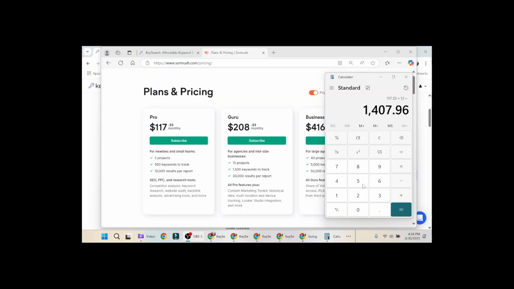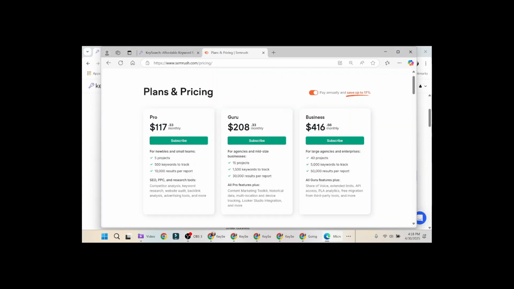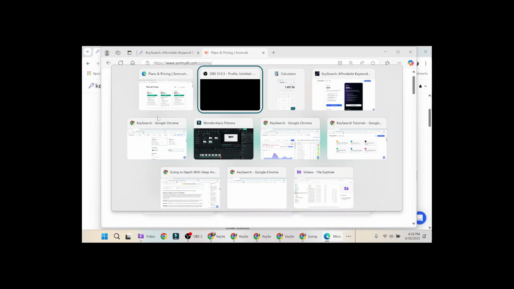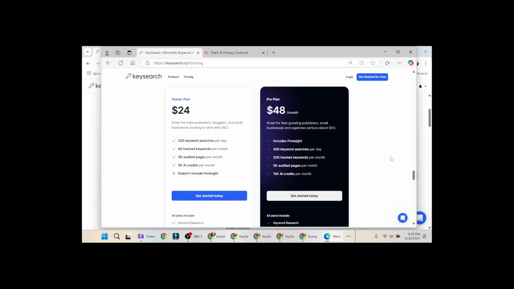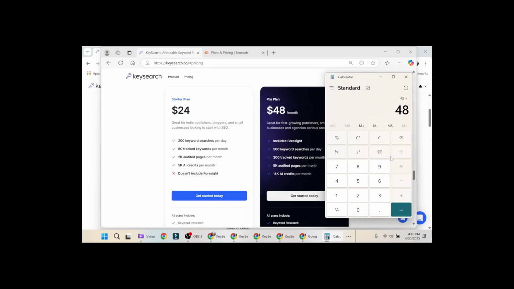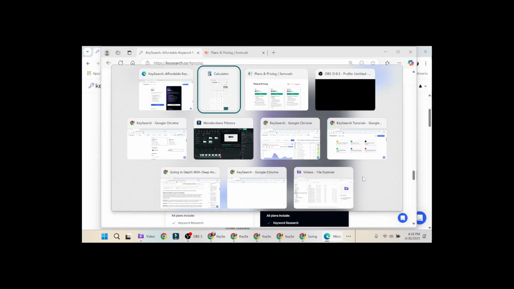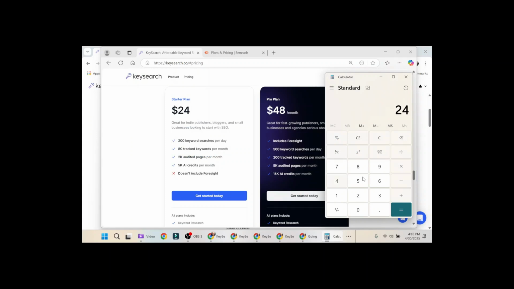A tool like SEMrush, which I'm very fond of, but it is much more expensive, would cost about $1,407 a year if you paid for the Pro plan, their lightest plan, on a yearly basis. Whereas if you purchased the Keysearch Pro plan at $48 a month based on yearly payment, that would cost $576 a year. So it's about half. But the $24 a month plan, which is half of that, is 24 times 12, which is $288 a year.